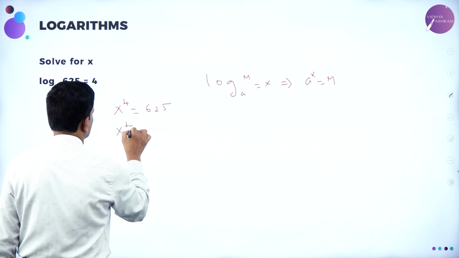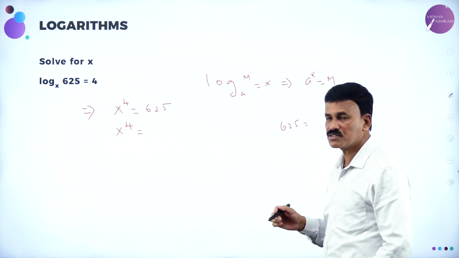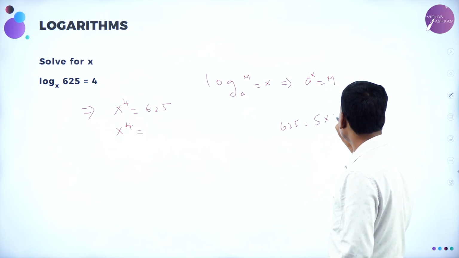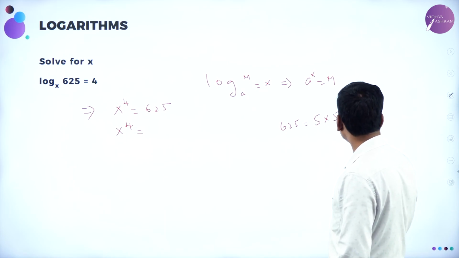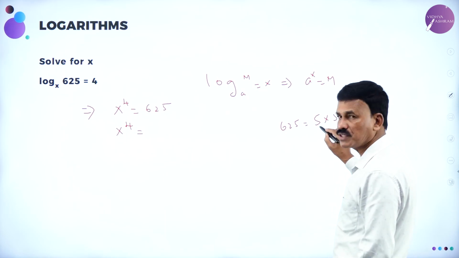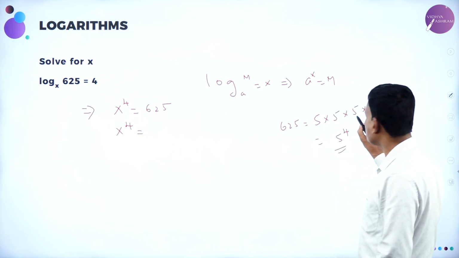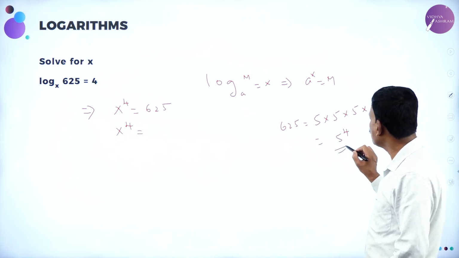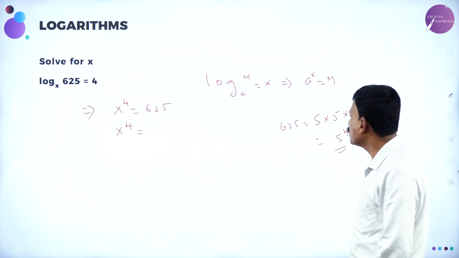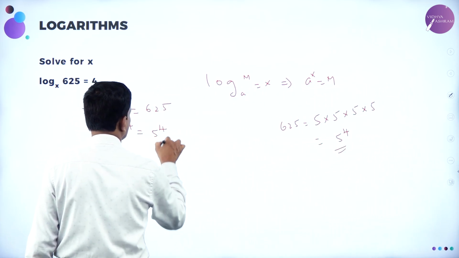So x power 4 is equal to, just write down the factors for 625. 625 can be written as 5 into 5 into 5 into 5. 5 5s are 25. 25 into 5 is 125. 125 into 5 is 625. This is 5 to the power of 4. So 625 can be written as 5 to the power of 4.